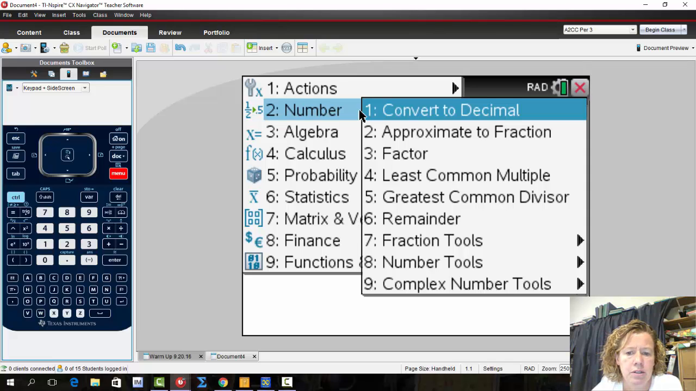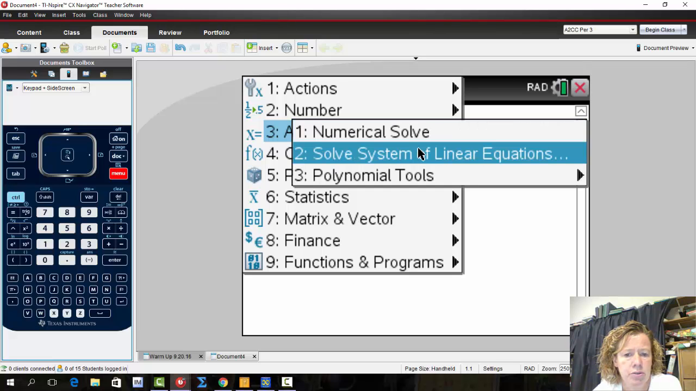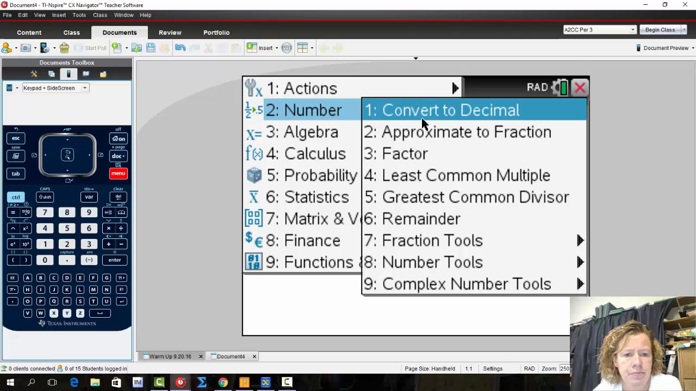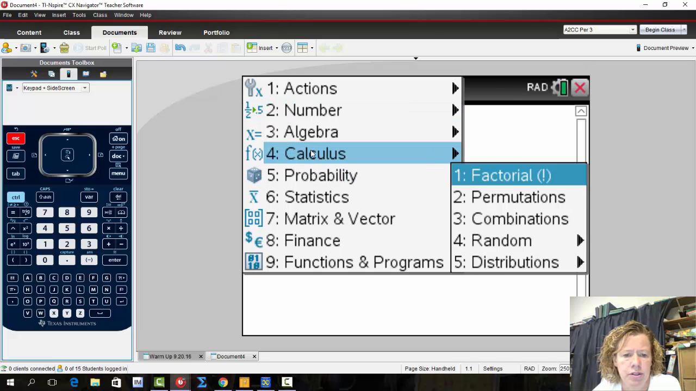I can even do some basic number factoring. I cannot do algebra factoring. These calculators are not algebra calculators. Some of these things, again, we'll use now, some we'll use later. In algebra, there's numerical solve, there's solving systems of linear equations, which I'll show you real soon. Let me escape out of that. In a calculus class, you don't need that.